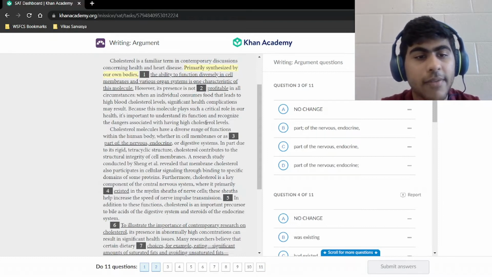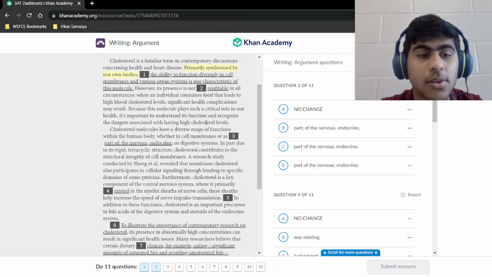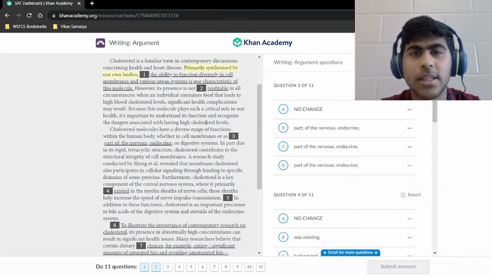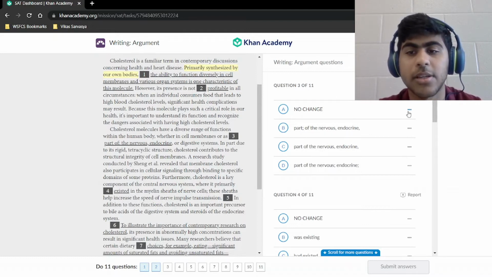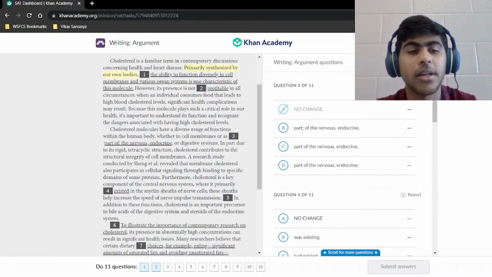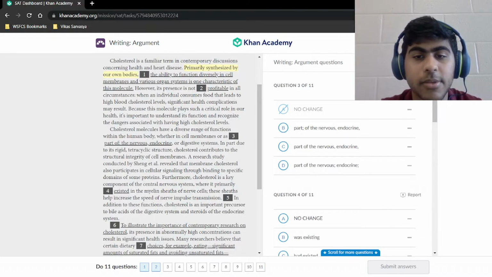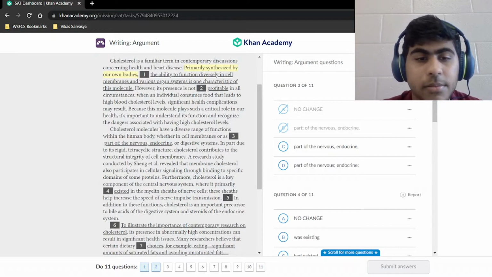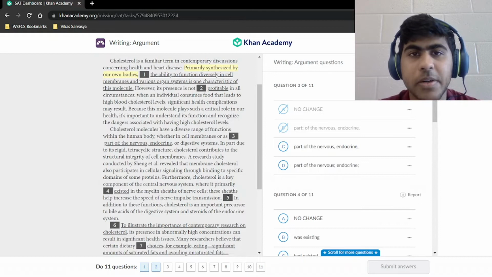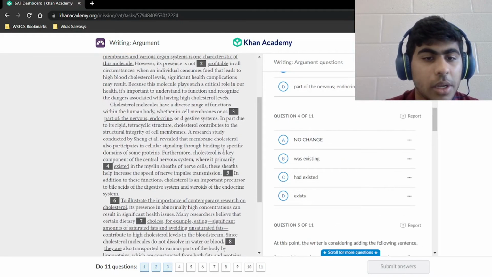So let's see. If we have a colon, we're separating two independent clauses. So the nervous, endocrine, and digestive systems, well, that's not an independent clause. There's no verb. There's no action. So that's incorrect because a colon can't separate an independent and a dependent clause. Same thing with B, because a colon acts like a period. It separates two independent clauses. And then we have part of the nervous, comma, endocrine, or part of the nervous, colon, endocrine, colon. When we're separating items in a series, we always use commas, so our answer is going to be choice C, which has the commas.